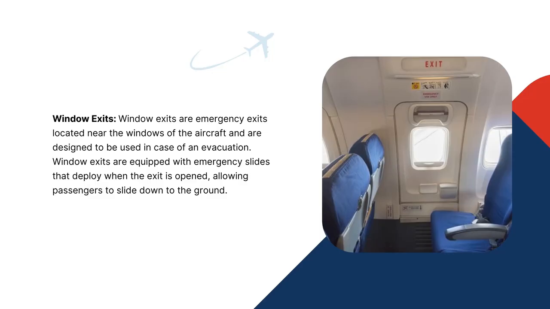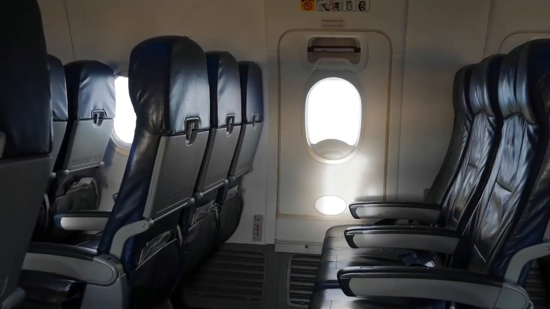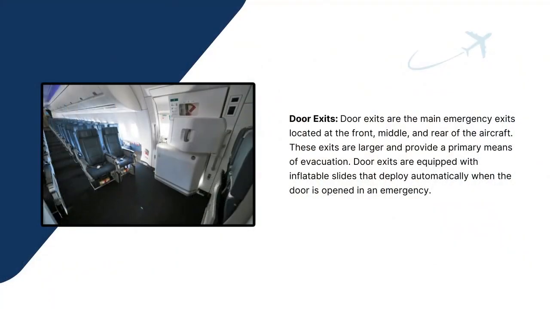Window exits. Window exits are emergency exits located near the windows of the aircraft and are designed to be used in case of an evacuation. Window exits are equipped with emergency slides that deploy when the exit is opened, allowing passengers to slide down to the ground.